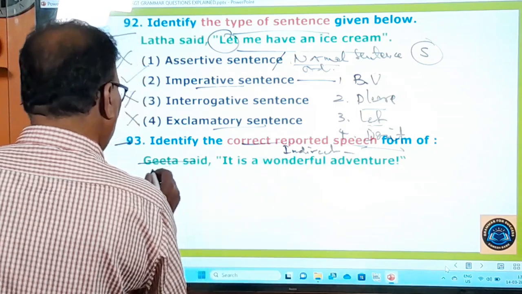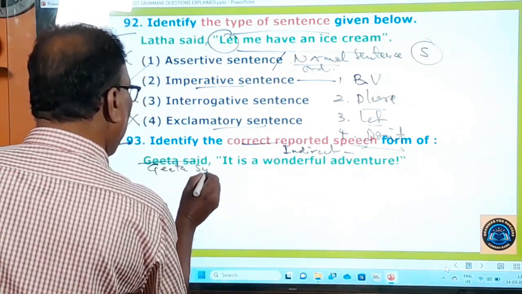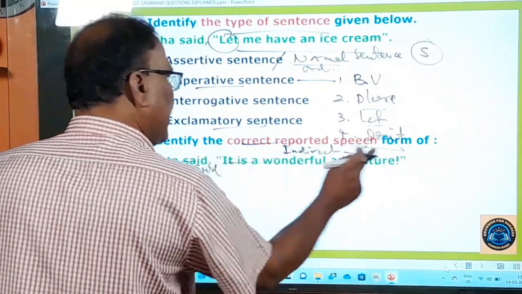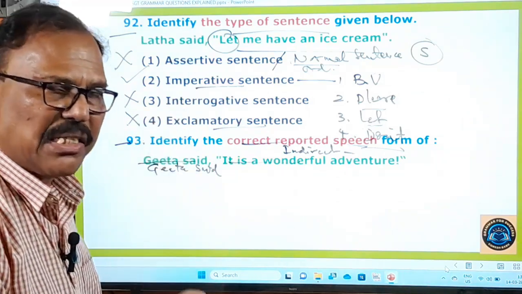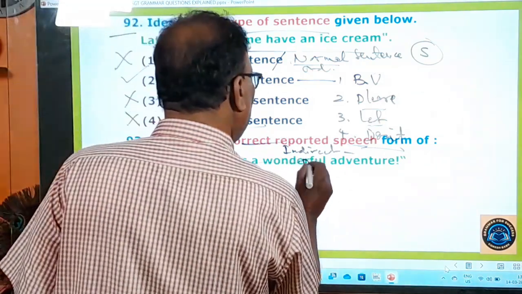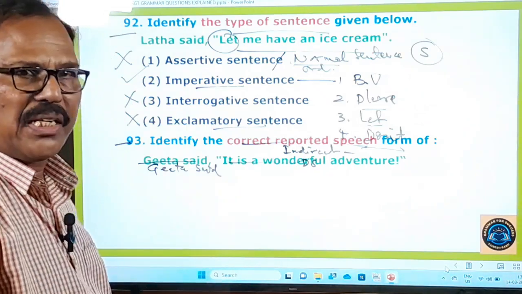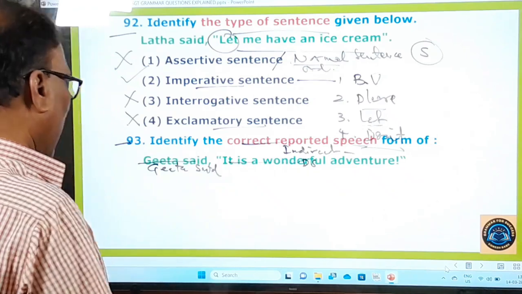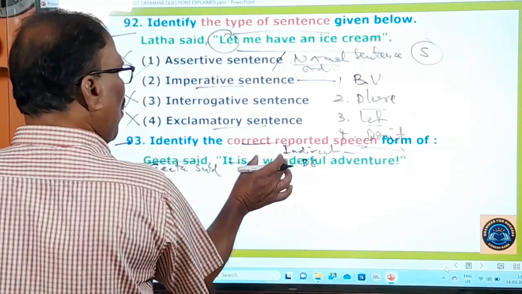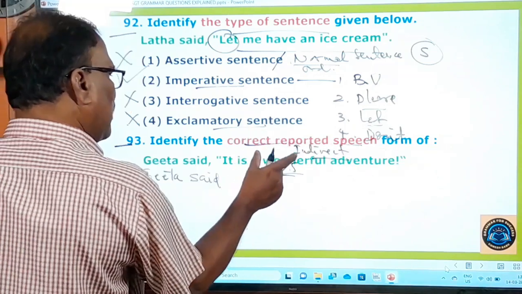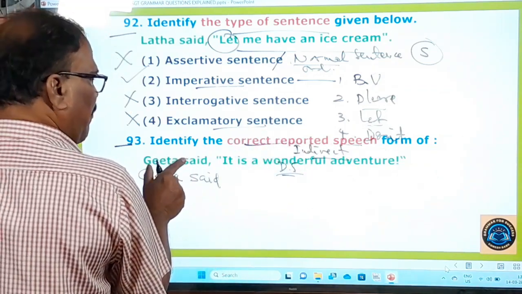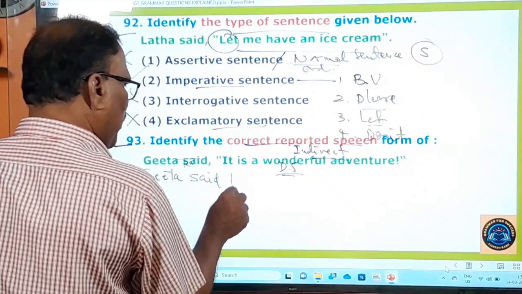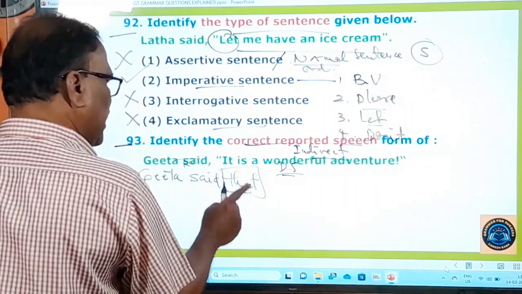It is a wonderful adventure. So here you see that Geeta said. So the sentence is given in the direct speech. Direct speech means whatever the sentence given in the inverted commas is called the direct speech. And what is this sentence? Ordinary sentence or assertive sentence, a normal sentence, a simple sentence. You can call that by any name. Geeta said. So whenever there is an ordinary sentence in the direct speech, to connect this direct speech and this reporting verb, said is the reporting verb, between this we must use that as a connecting word.